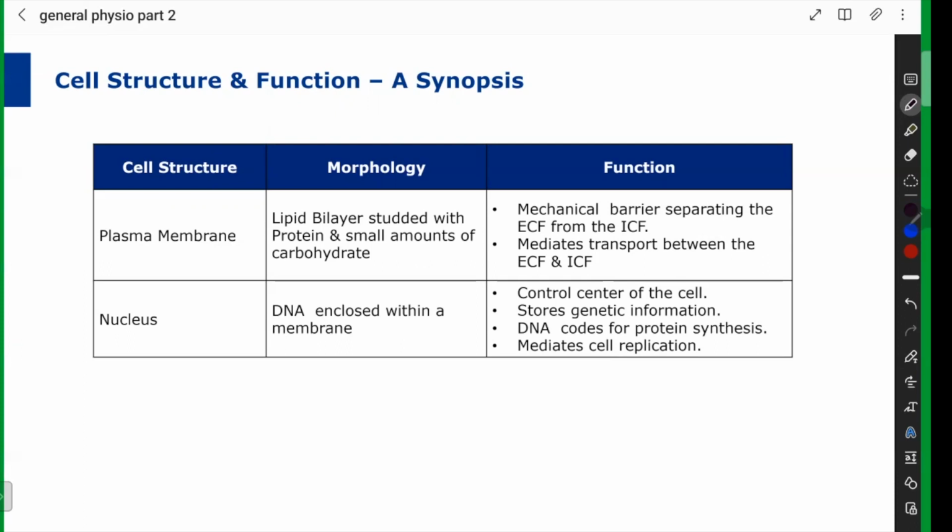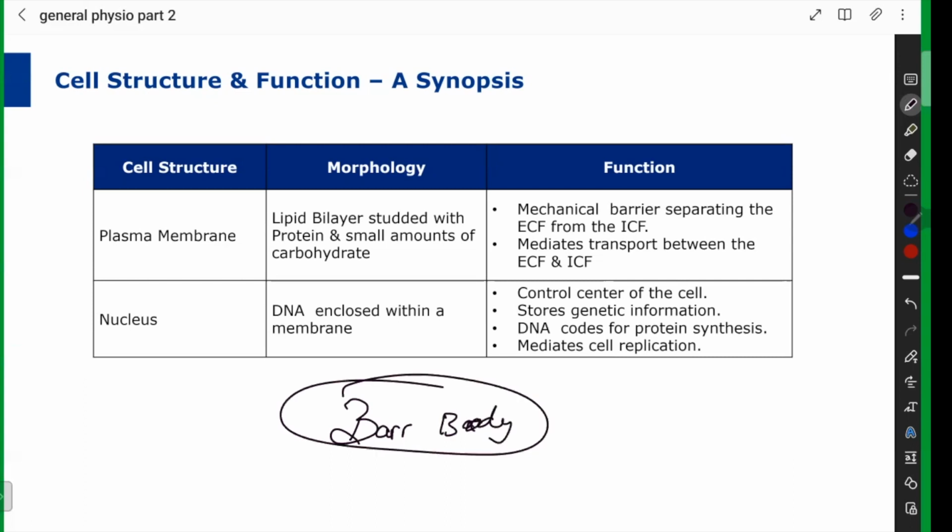So at this point of time, you need to understand that male will have XY, female will have X and X, isn't it? So among the two X in the female, one X is going to be actively transcribing. The other X is going to remain condensed as a heterochromatic clump that is called Barr body, B-A-R-R, Barr body. Okay, you have to remember this, and that's where you have Lyon's hypothesis.